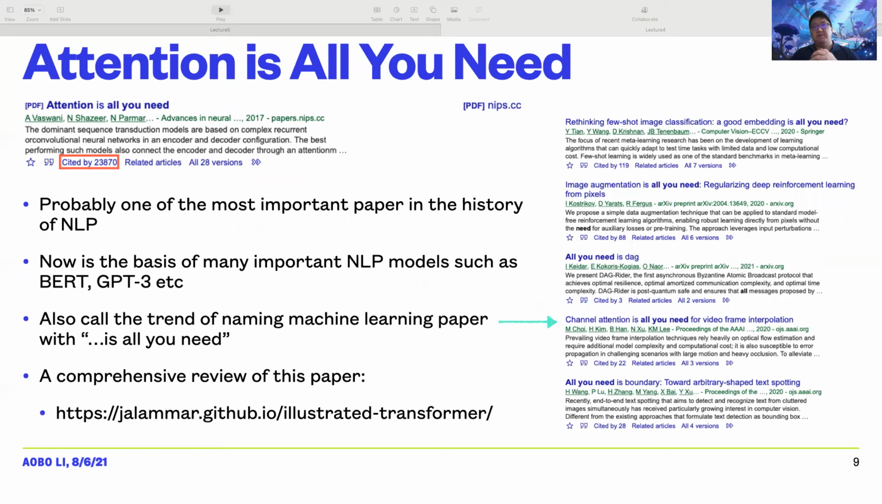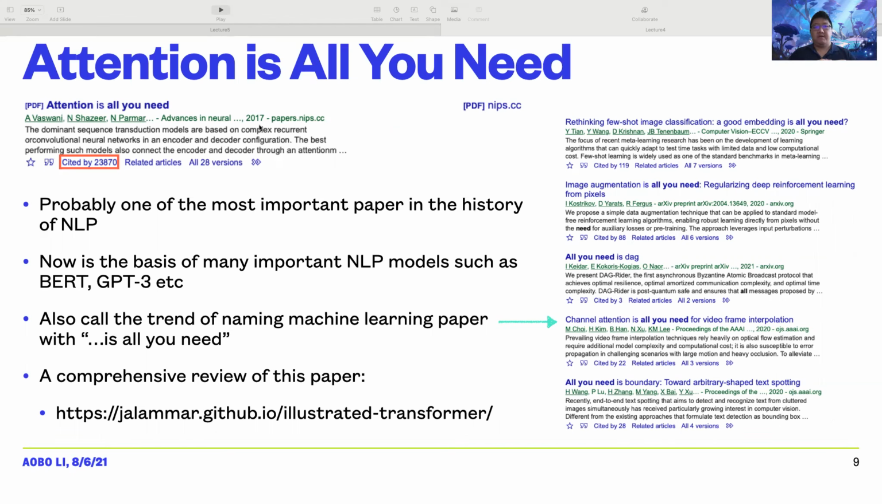This is probably one of the most important papers in the history of NLP, and is now the basis of many important NLP models such as BERT or GPT-3, etc. What's also very interesting is that it has caused a trend of naming machine learning papers with blah blah is all you need. You can see here I list a whole bunch of all-you-need papers, which is kind of funny. And you can see its importance by looking at the citations. It has like 23,000 citations. So it's a really big paper published in 2017.